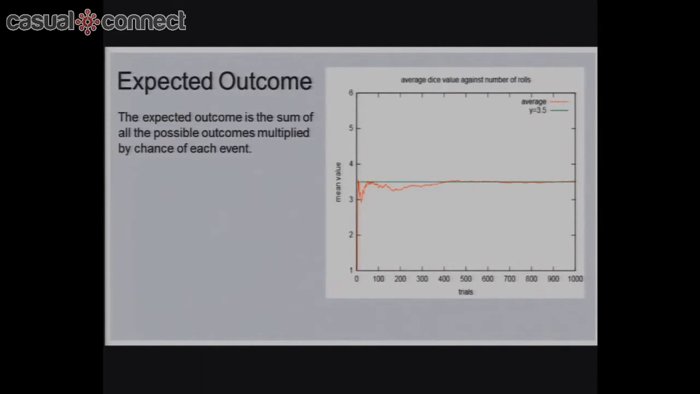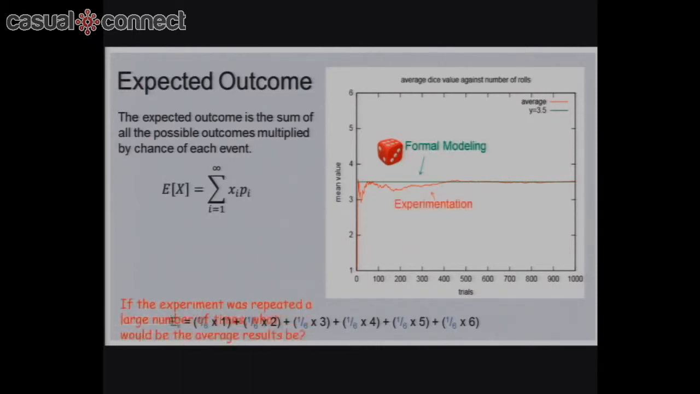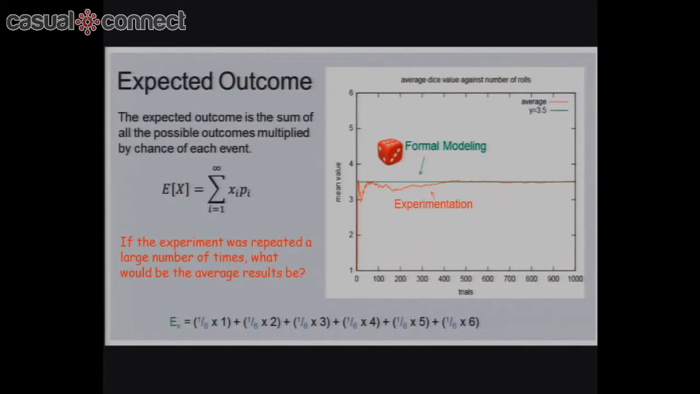And the last concept that we need to understand about this is the concept of an expected outcome. When I roll my dice, what is the expected outcome I'm going to get? With a formal model, we can accurately work it out straight away. There's 1/6 chance of a 1, 1/6 chance of a 2, all the way through. So we'll get an exact answer straight away. If we want to do an experimentation model, we're going to run it thousands and thousands of times, and gradually we'll get to the right result.